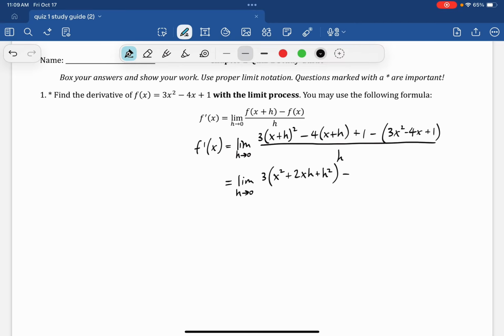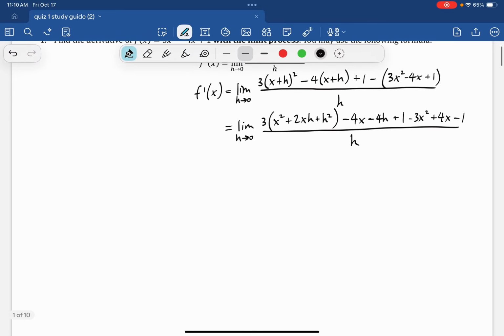And then we're going to distribute the negative 4 here into the x and the h. That's minus 4x minus 4h. And then plus 1. And then here, remember, it's a minus sign, so that needs to distribute across the parentheses. So it's going to be minus 3x squared plus 4x minus 1. Okay? So I'm almost done expanding. I just need to carry this 3 into the parentheses.